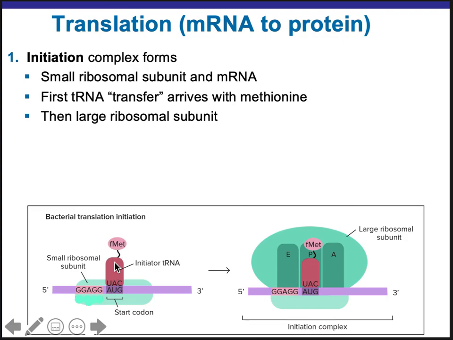And then once you have this tRNA with methionine, then the large ribosomal subunit will come and attach. Okay, so messenger RNA first, the small subunit attaches to the mRNA. Then you have the transfer RNA with methionine, and then you have the large ribosomal subunit.